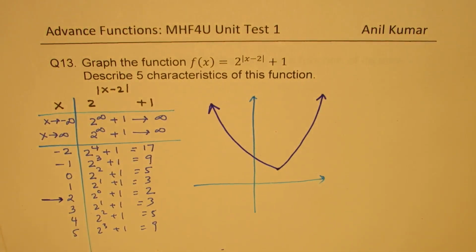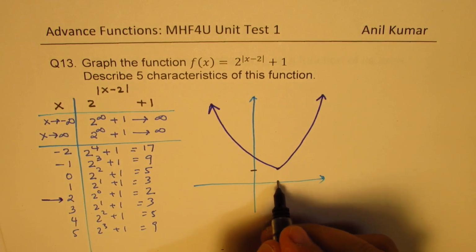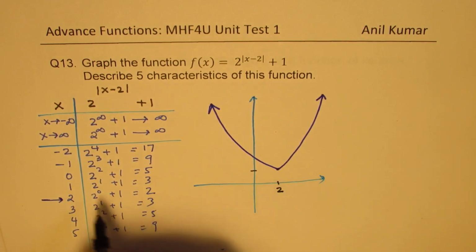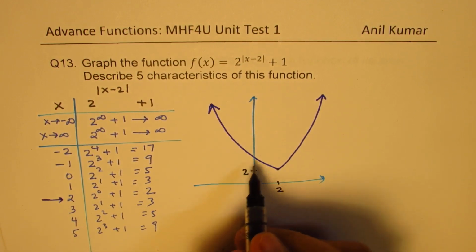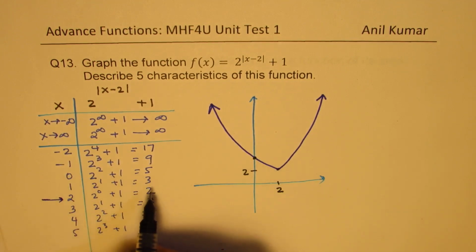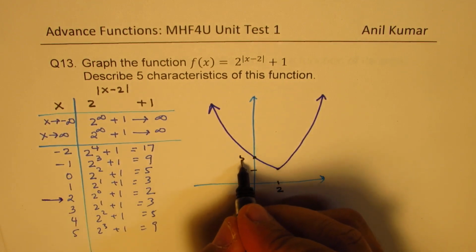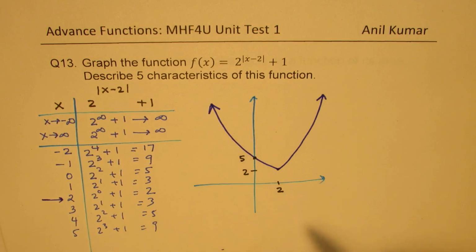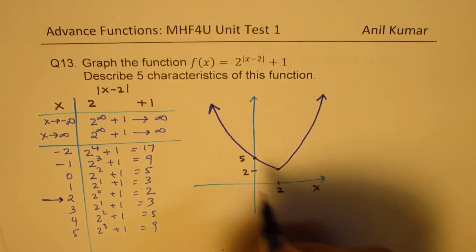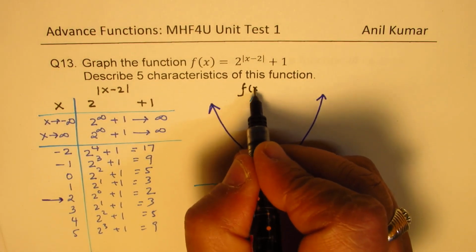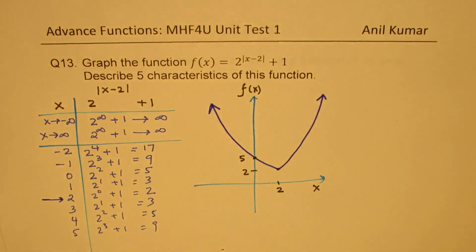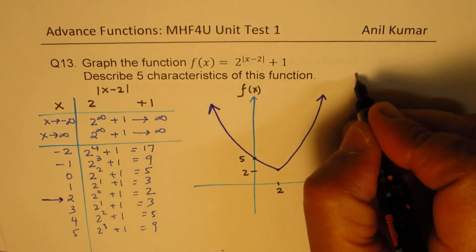And this value here will be 2, as we can see, and the y-intercept will be at 5 when x is 0. Is that clear to you? So that is how you could graph the function 2 to the power of absolute value of x minus 2, plus 1, correct? Now, let's do the second part, writing characteristics.